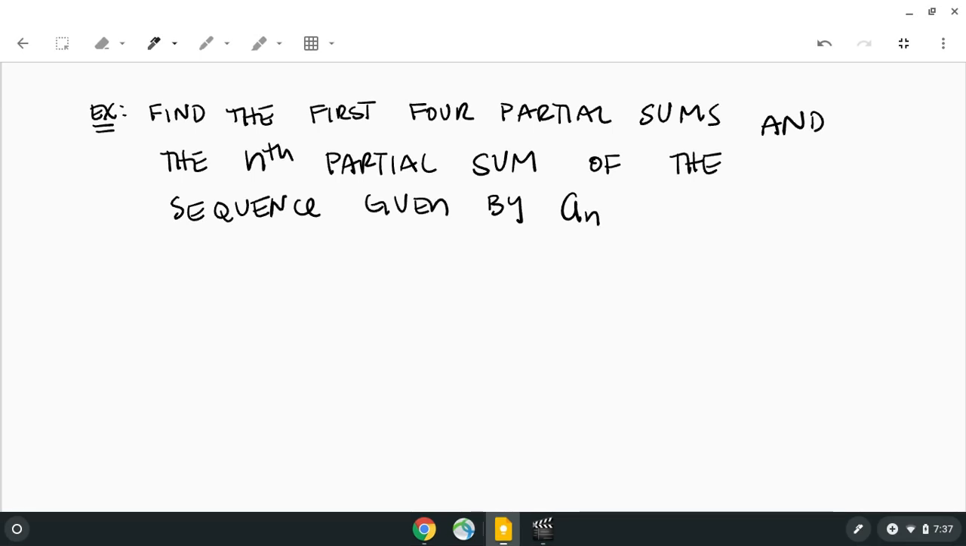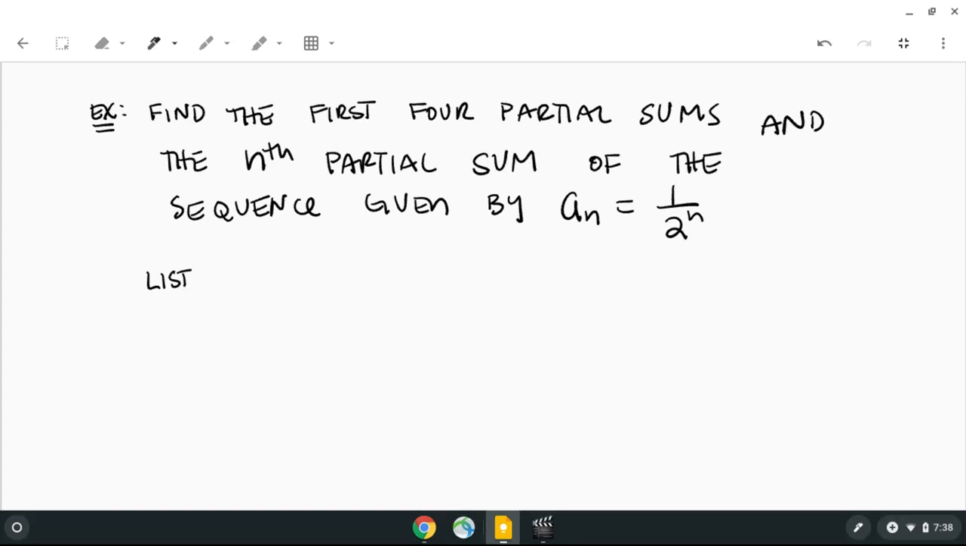Since we want the first 4 partial sums, that means we're trying to find the sum of the first term, the sum of the first 2 terms, the sum of the first 3 terms, and the sum of the first 4 terms. So we're trying to find S1, S2, S3, and S4. We first need to know what the first 4 terms are. We don't need the 5th one, because we're only doing the first 4 partial sums. So let's go ahead and list the first 4 terms.